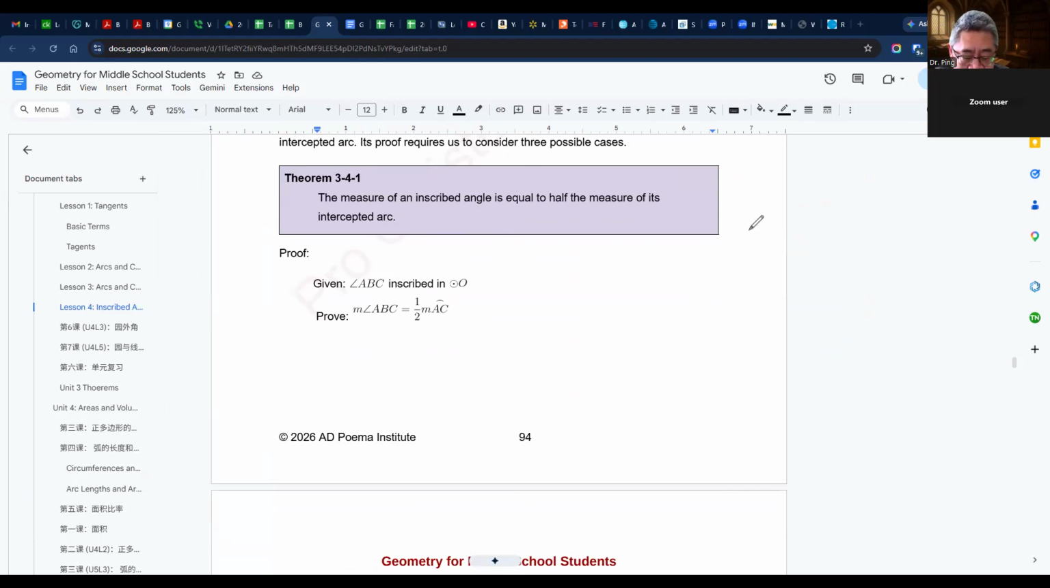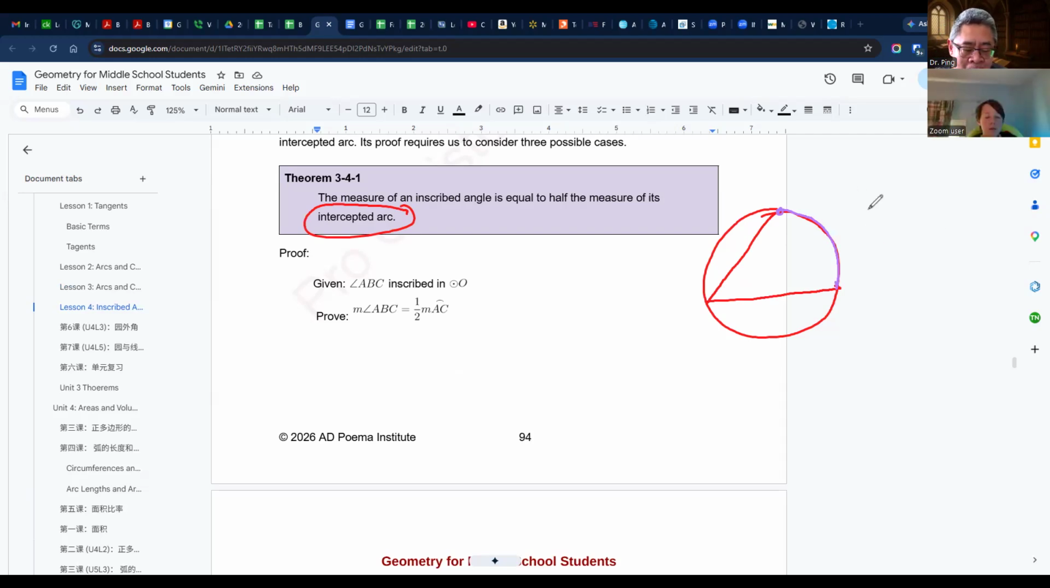This theorem says that if you have an inscribed angle, there is an intercepted arc. This arc here is intercepted by the two sides of the angle, so that's called the intercepted arc. And the degree measure of the angle is half of the degree measure of the intercepted arc.